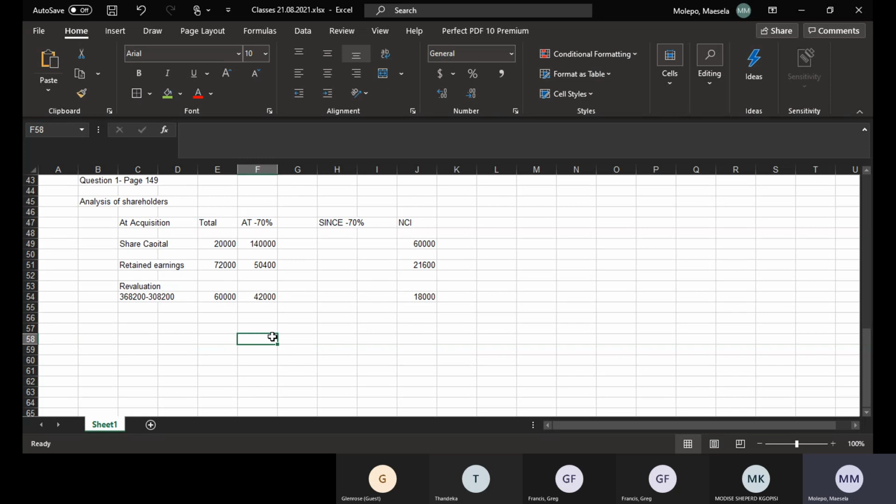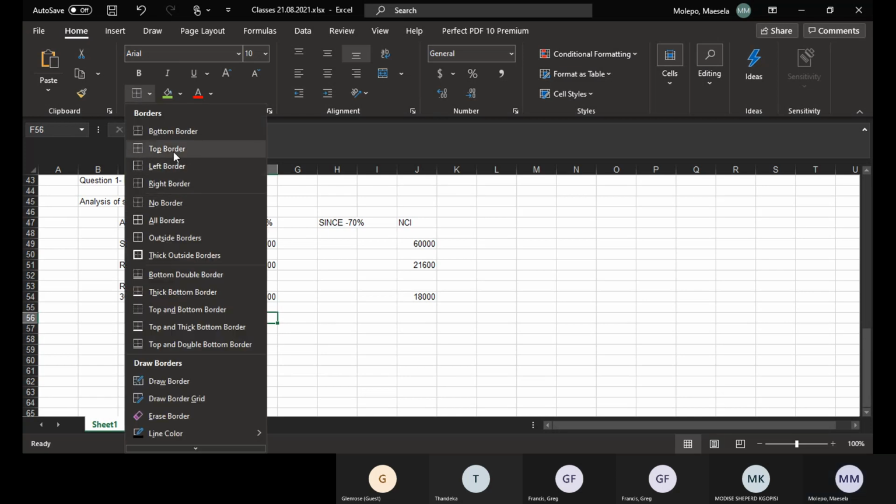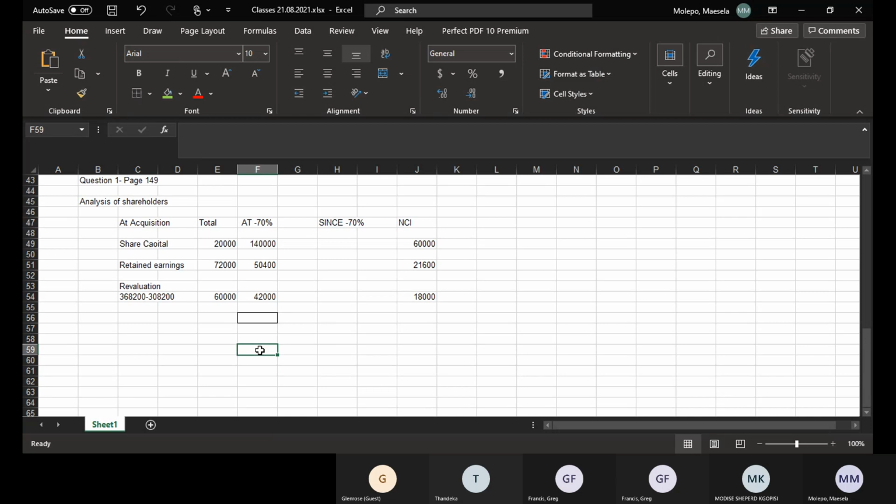Then our guy purchased this at the cost price of 290, as shown in our trial balance. They said the investment in B Limited is 290. So we're gonna do the total of this to see how much we have. Then we add all this together, which will be the 140 plus the 50,400 plus the 42. They give us the 232,400.